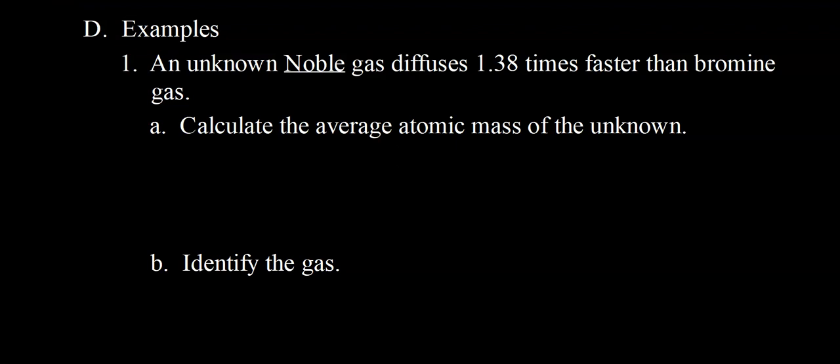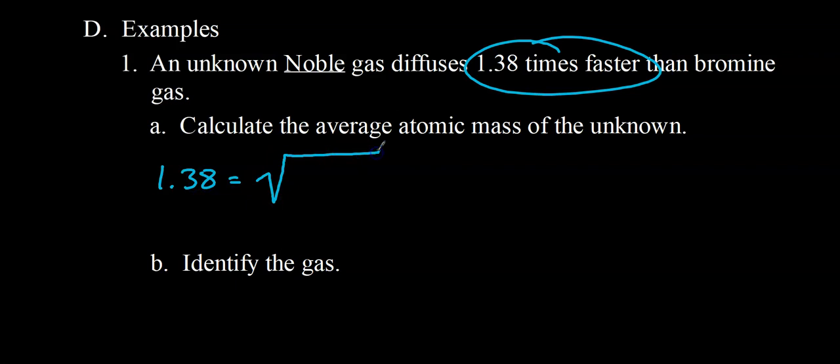Calculates the average atomic mass of the unknown. All right, so we're not given the rates of diffusion or the velocities, but we're given this factor here. So the unknown diffuses at a rate that's 1.38 times faster than bromine. And so what I'm going to do is this. I'm going to go 1.38 equals square root. So now be careful.